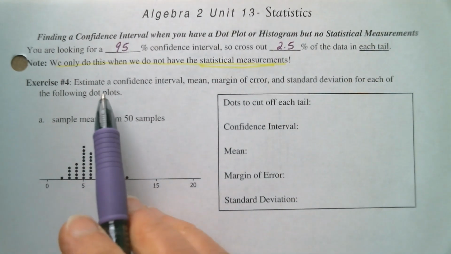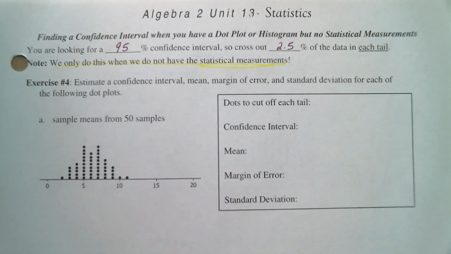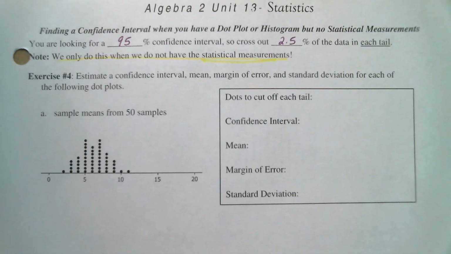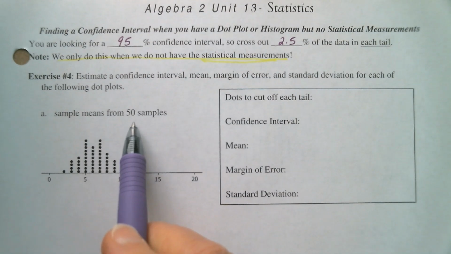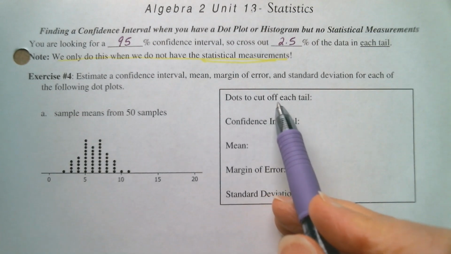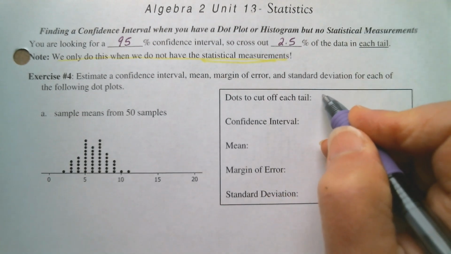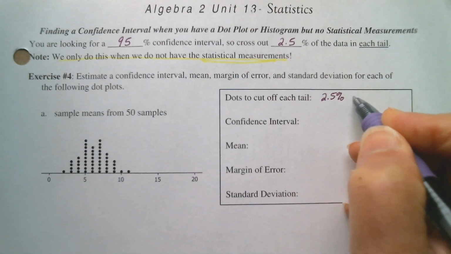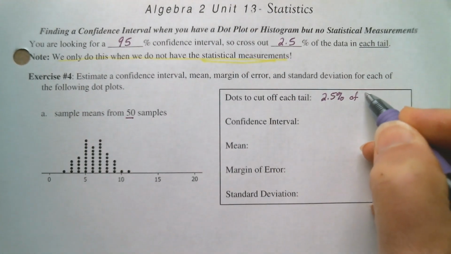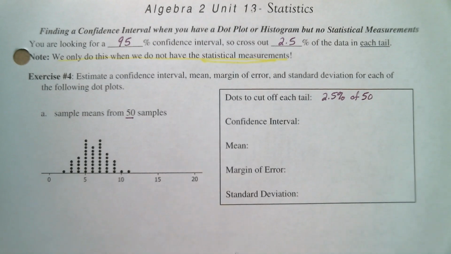So exercise number 4 says estimate a confidence interval, a mean, margin of error, and standard deviation for each of the following dot plots. So we have sample means from 50 samples. So there are 50 dots here. So we want to cross off 2.5% of our 50 dots in each tail. So number of dots to cross off in each tail, we would take 2.5% of the 50 in our sample.